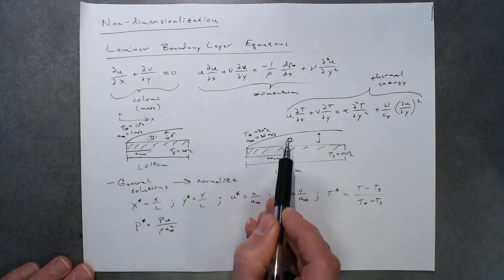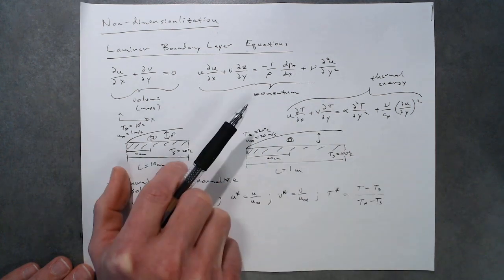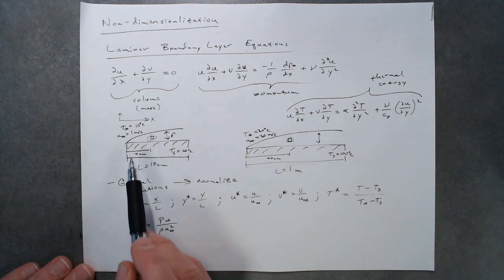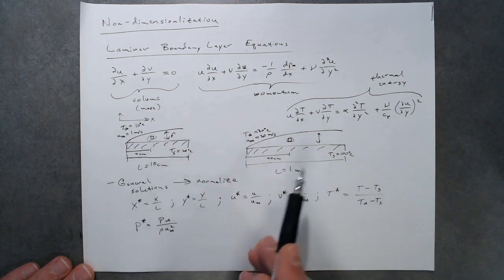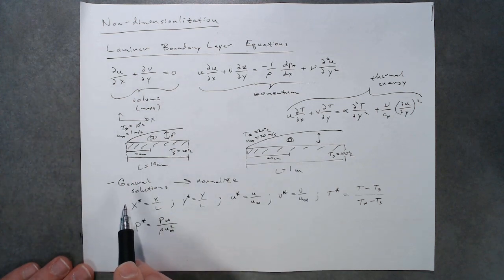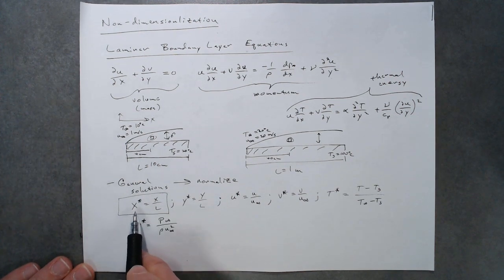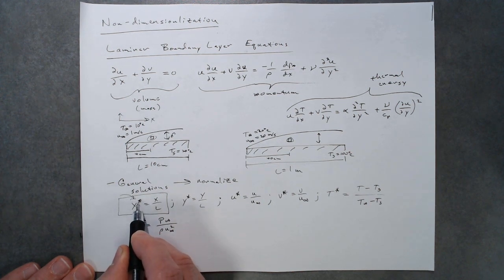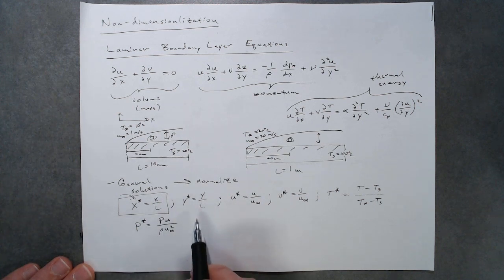So maybe these two situations have some similarity based on the geometric similarity of these two cases, if we consider not the absolute value of x, but the relative value of x compared to the length of the plate. And so that's a fairly obvious non-dimensionalization for the spatial positions. We're going to denote the normalized variables with a star, an asterisk in superscript. And so we'll write x star as x over L, and we'll write y star as y over L.